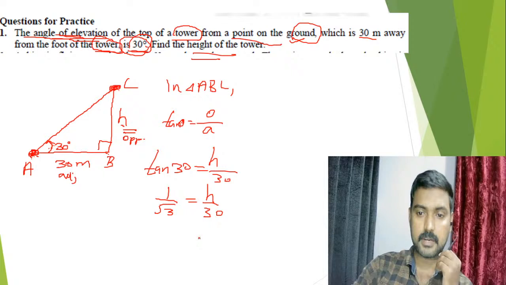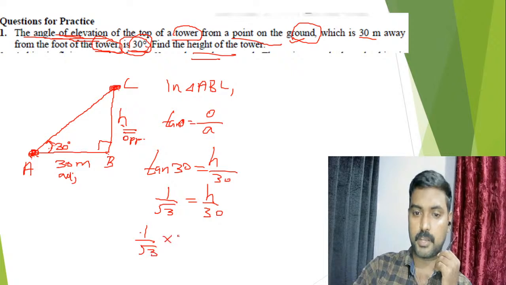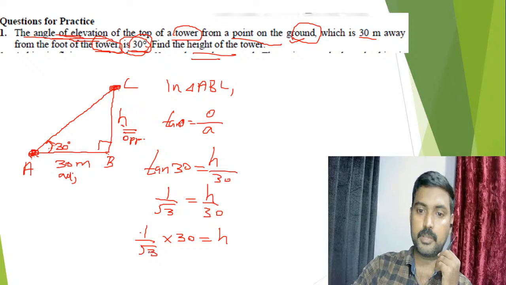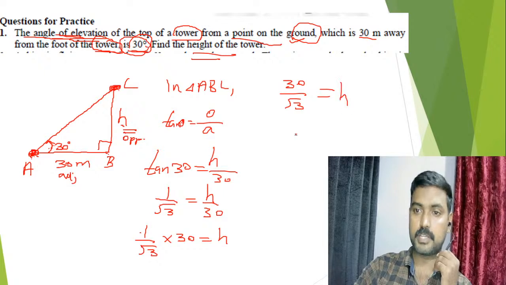First of all I start with a simple question. So this 30 transposed to this side will be multiplication. So 1 by root 3 into 30 is equal to h. Now we know that root 3 is there. So we get the answer 30 by root 3 is equal to h. Or we can write h is equal to 30 by root 3.